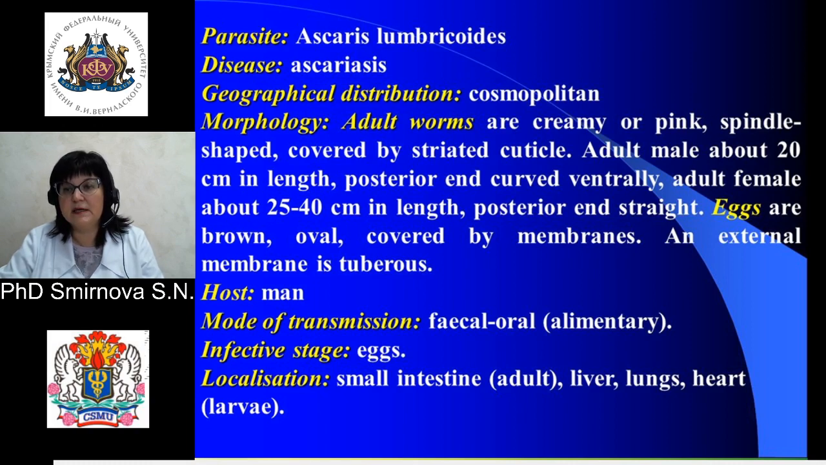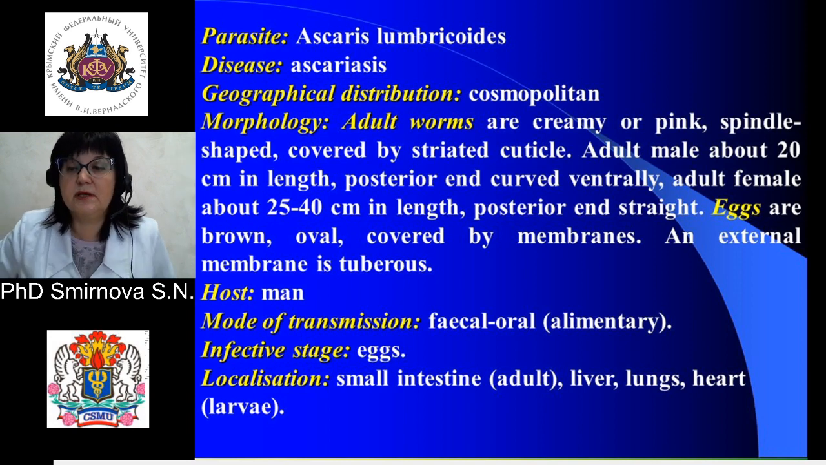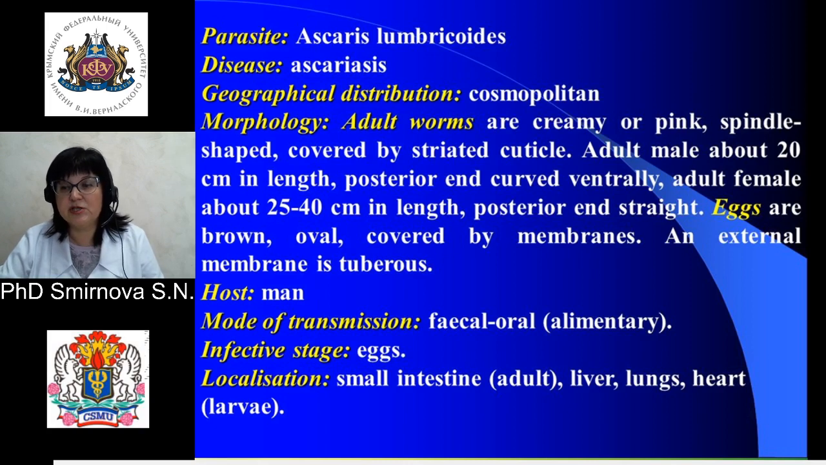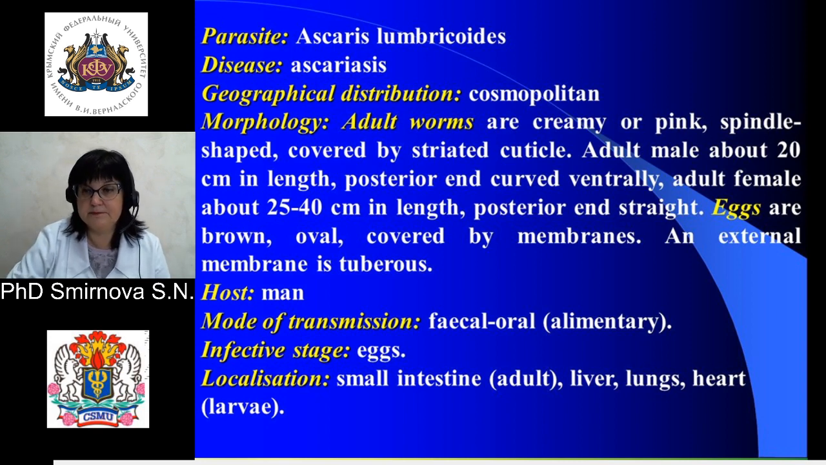This parasite has specific morphology. The female is near 25 to 40 centimeters in length, but the male is near 20 centimeters in length. These parasites have separate sexes. The final host is man. Ascaris lumbricoides is a geohelminth, and humans are infected by the fecal-oral route. The infection stage is eggs. Localization in the human body is usually the small intestine, but larvae of this parasite can develop in the liver, lung, or heart.